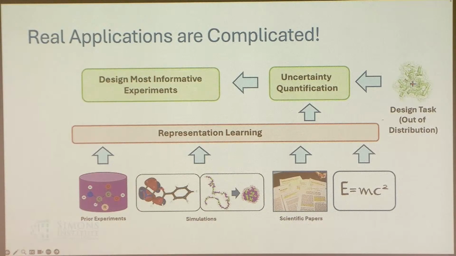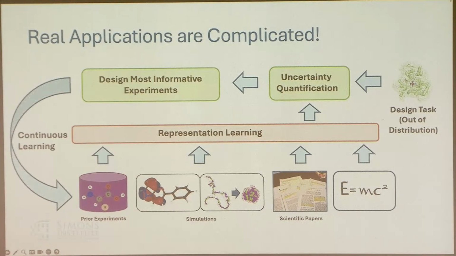From this uncertainty quantification, we have an algorithm that chooses what we think is the most informative experiment. We run that experiment. We populate our data set, we perhaps update our representations, and we do this cycle all over again until we converge to the best possible protein design within our experimental budget.